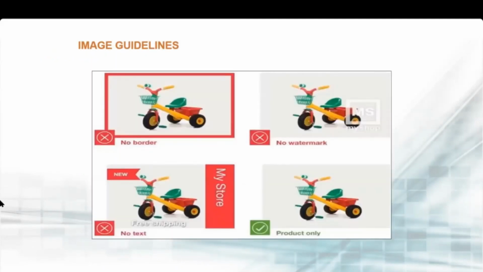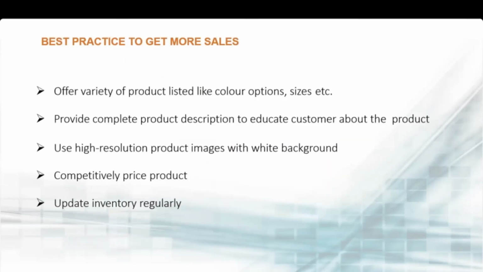If you see this example, an image with a border does not look good. An image with a logo does not look good. An image with text like free shipping or things like that does not look good. So an image with a light gray or white background always looks good. Offer variations in size and color options, provide an accurate and good description, use high resolution images, keep a competitive price, and update your inventory regularly.